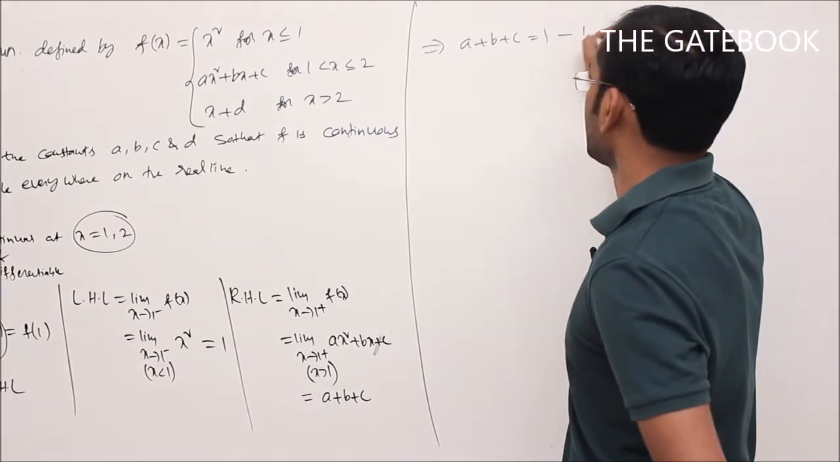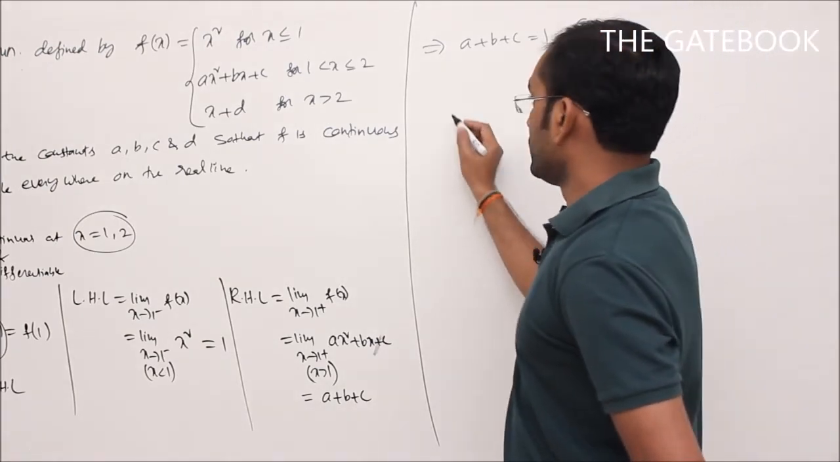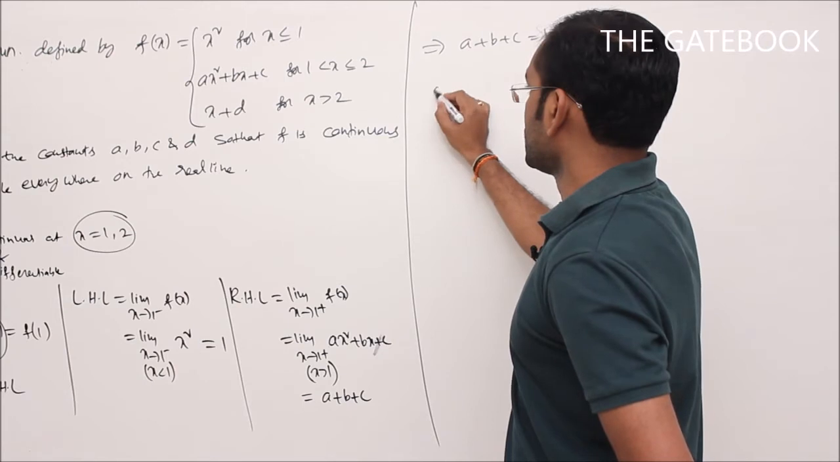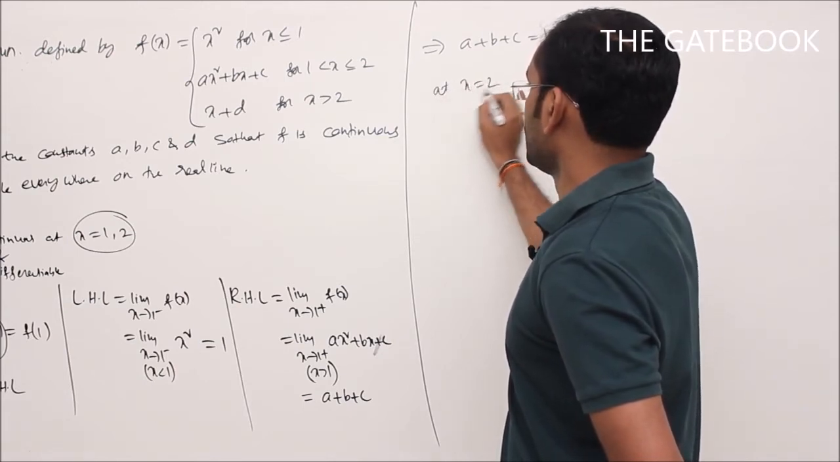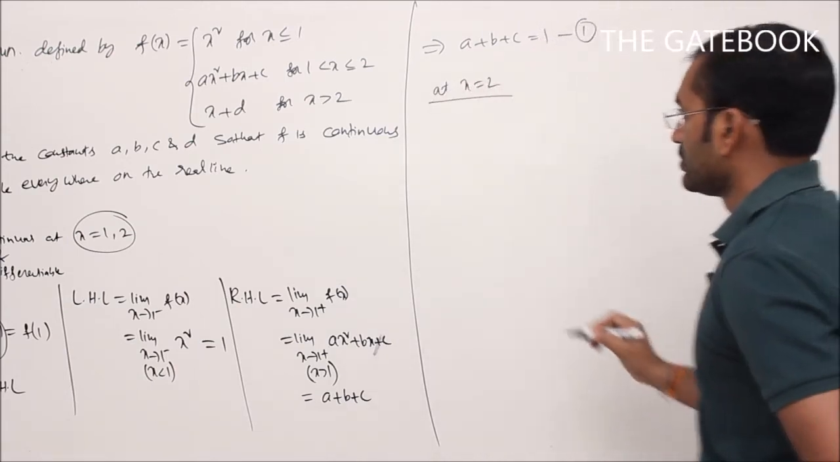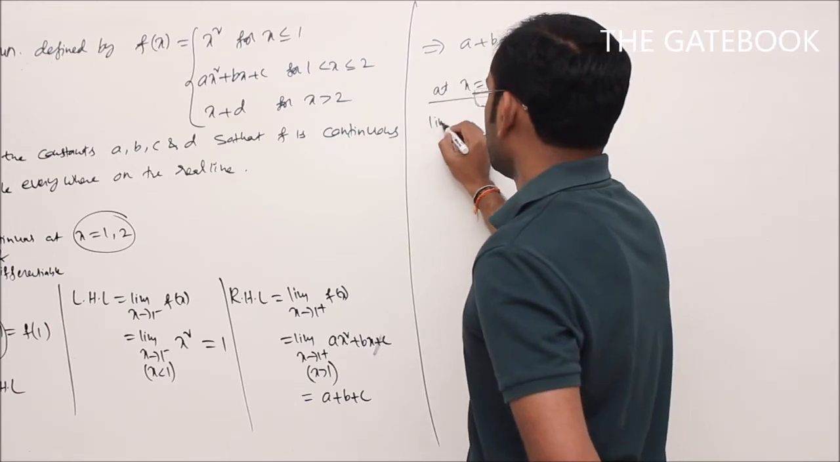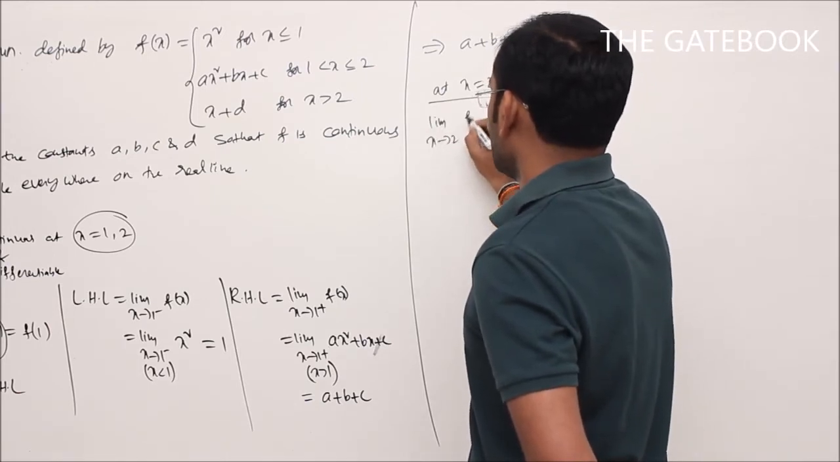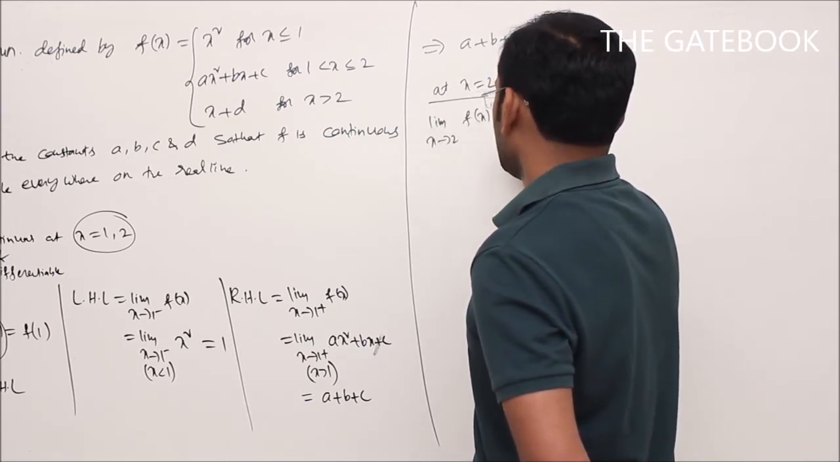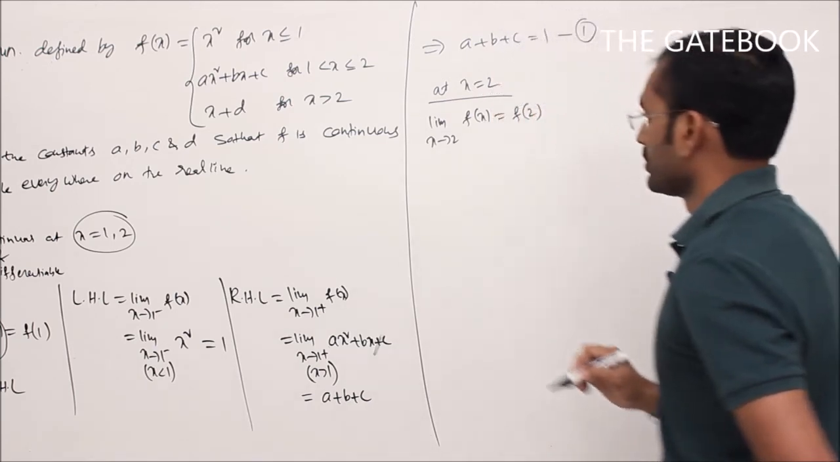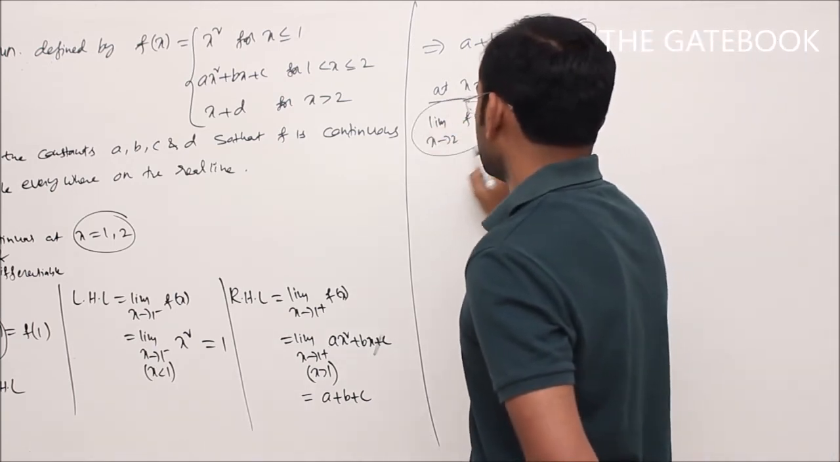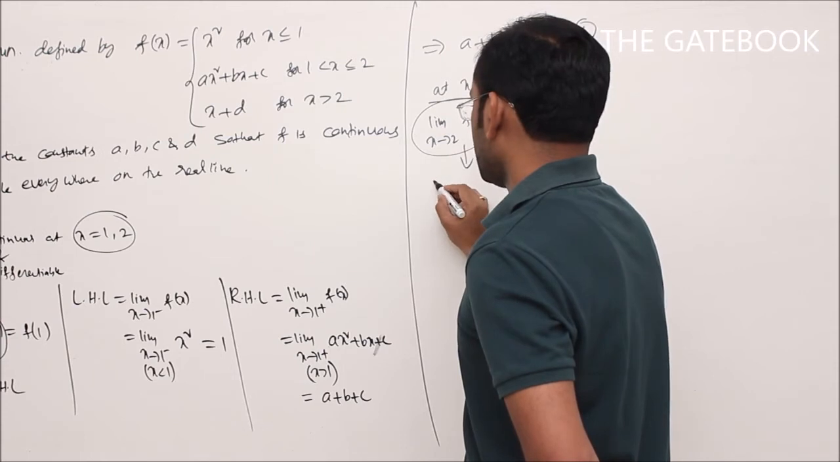Let it be equation 1. Now applying continuity definition at x is equal to 2. At x is equal to 2, again here limit x tends to 2 of f of x must be equal to f of 2. So again here that limit value exists if and only if LHL is equal to RHL.